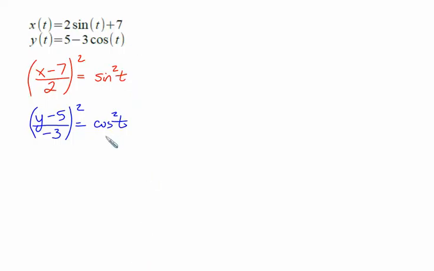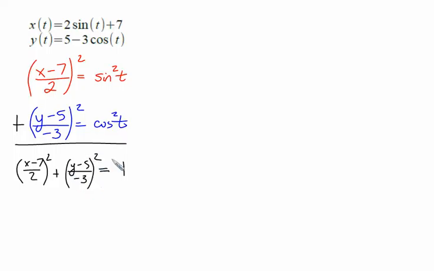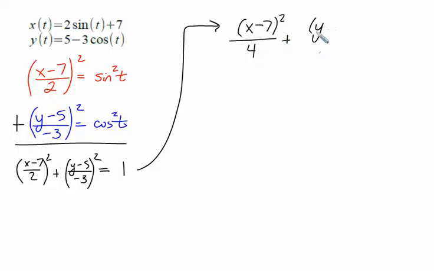The big idea for these types of problems is our favorite trig identity, that sine squared plus cosine squared is going to be equal to 1. So when we add up these two equations, sine squared plus cosine squared is 1, and then we're going to have ((x minus 7) all over 2) squared plus ((y minus 5) all over -3) squared is equal to 1. Let's manipulate this just a little bit. This turns out to be (x minus 7) squared all over 4 plus (y minus 5) squared all over 9. When we square a -3, we get positive 9, is equal to 1.